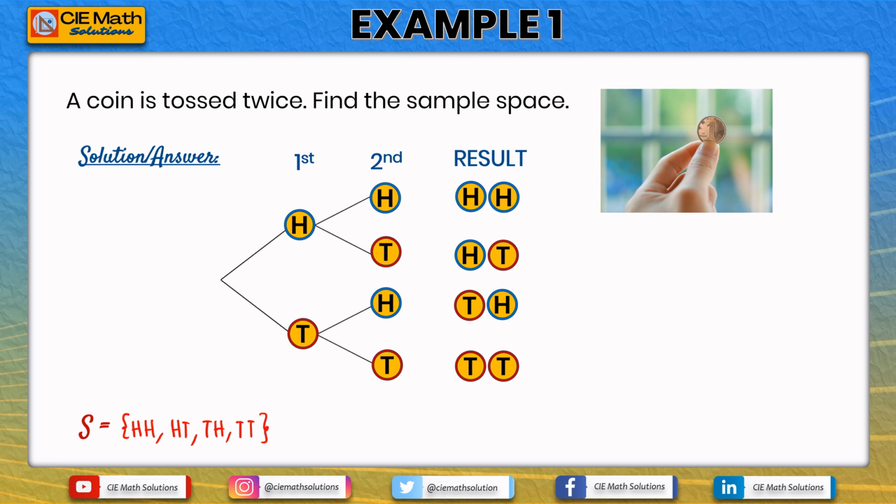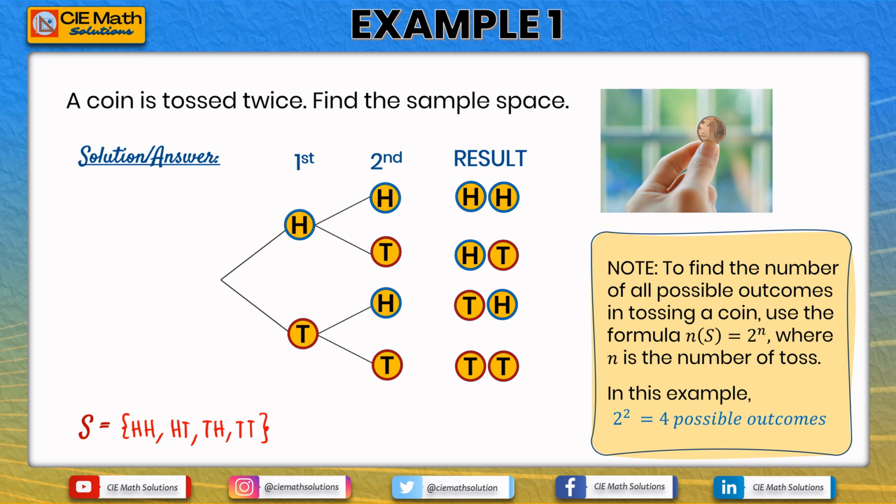Now let us take note that in this experiment, we can easily identify the number of possible outcomes using the formula n(S), or the number of elements in the sample space, is equal to 2 raised to n. The 2 represents the possible outcomes in tossing a coin. There are only 2, head or tail. The n denotes the number of toss. So for example, in this example, the coin is tossed twice. So the n here is 2.